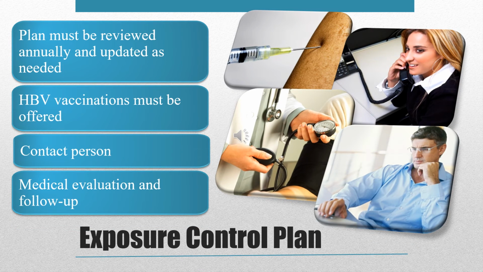Exposure control plan. Every agency's exposure control plan is reviewed annually and updated as needed. The plan must include a list of employees, the job classification, and the schedule and methods of implementation of all elements of this plan if there was an exposure. Every employee should be given an opportunity to receive the hepatitis B vaccine if needed or if wanted.